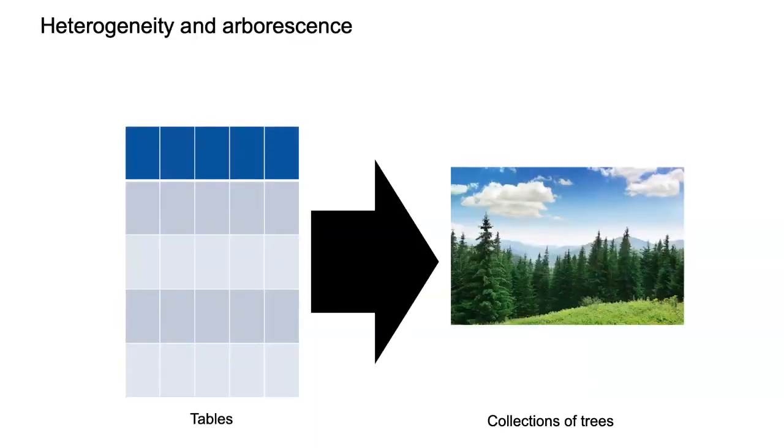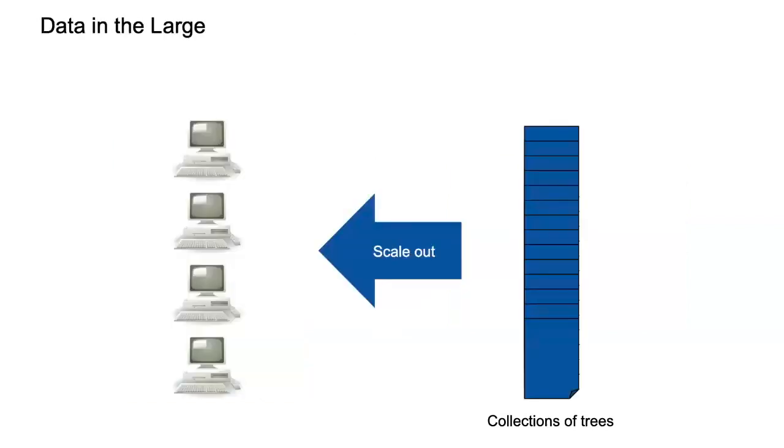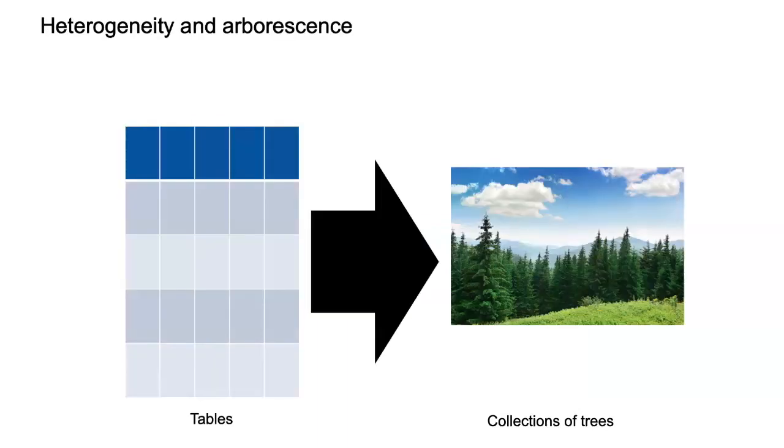Then we saw that we can go to heterogeneity and nestedness by switching to collections of trees, but this is on the individual record level, right? Every record now is a tree instead of being a flat record. Plus the records might have different columns.